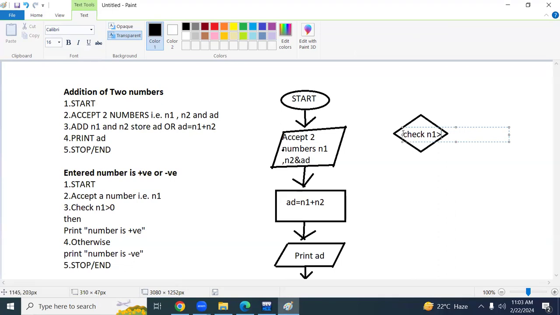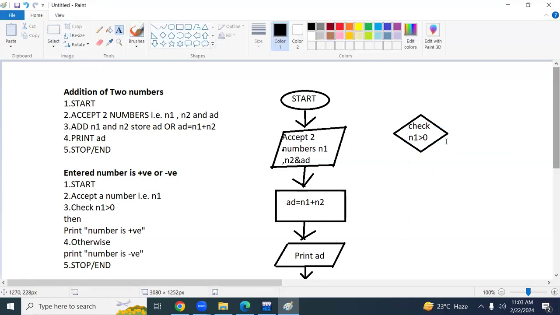Okay, so is it 0? Is it visible to all of you? I'll just write here. Now, hope everybody can see this. Check that the number is greater than 0. If it is yes, there are two paths coming over here. Yes, you can draw over here also, and no. Or instead of here, there is very little space there.